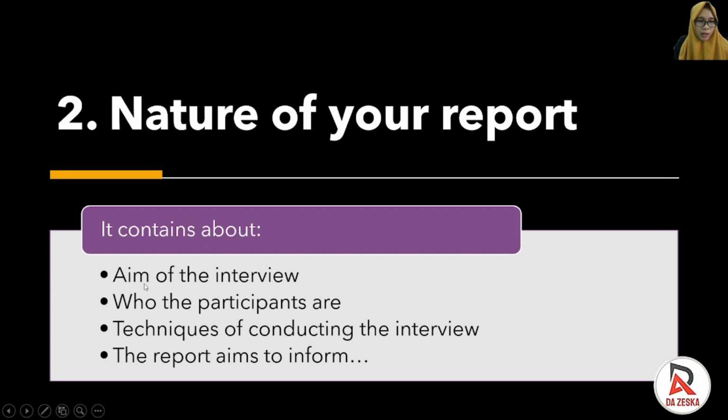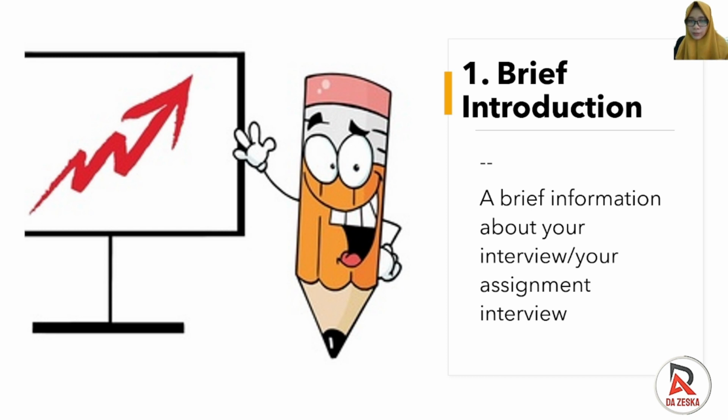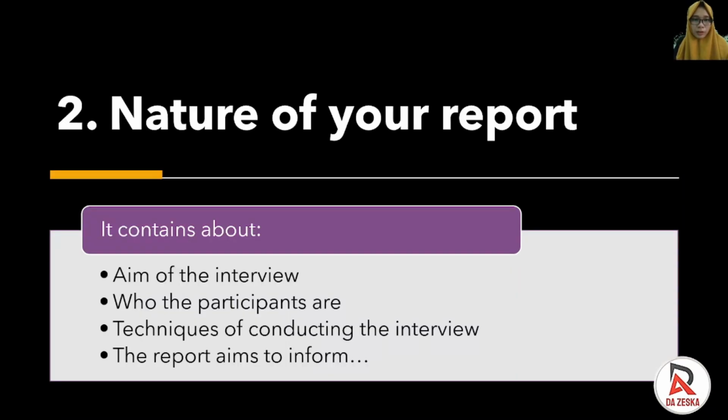So the first sub point is about the aim of the interview. After you have spoken about your brief introduction, that's our first point in the structure. So in the second point, after that, it would be better if you let the listeners know about the aim of the interview, or why you did the interview. So the aim is just like a purpose or goals for your interview. And the second sub point in the nature of your report is about who the participants are. So do not let the listener have a question.